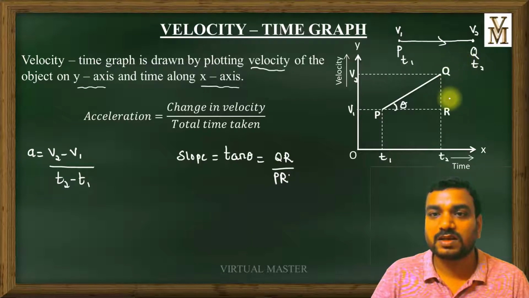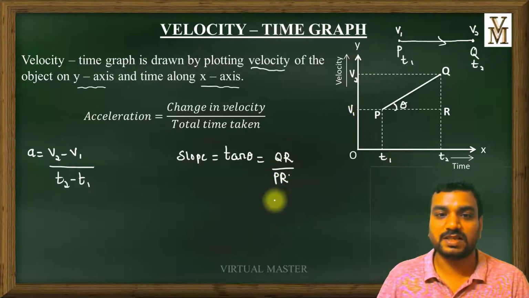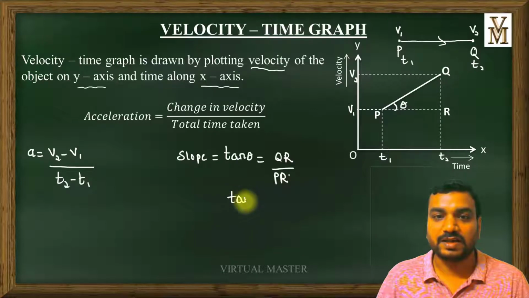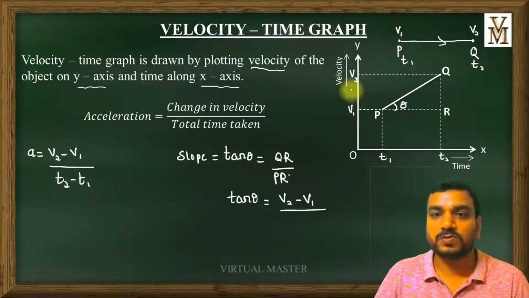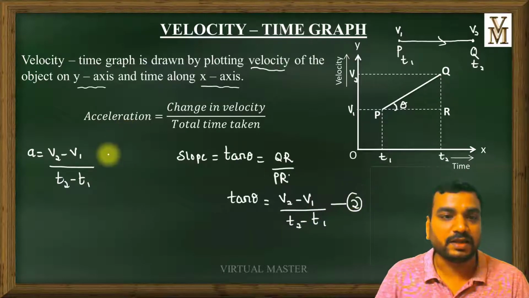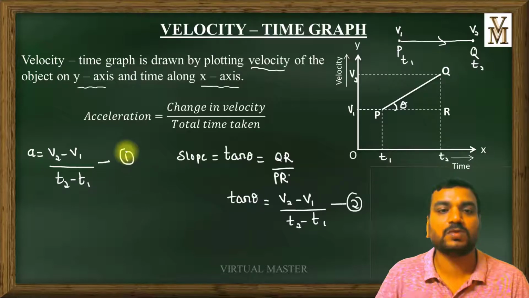Now what is QR? QR will be equal to v2 minus v1, isn't it? So I can write tan theta is equal to QR by PR, where QR is v2 minus v1. And what is PR here? PR is equal to t2 minus t1. So I can write tan theta = (v2 - v1)/(t2 - t1). I will call this equation number 2 and the earlier equation as equation number 1.